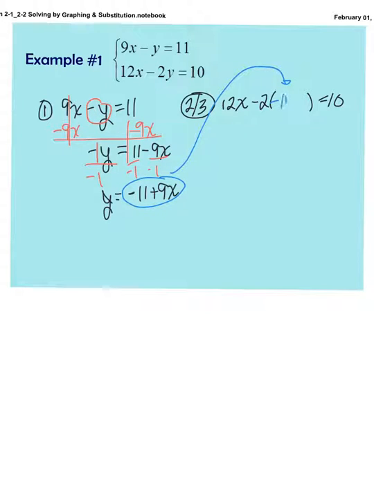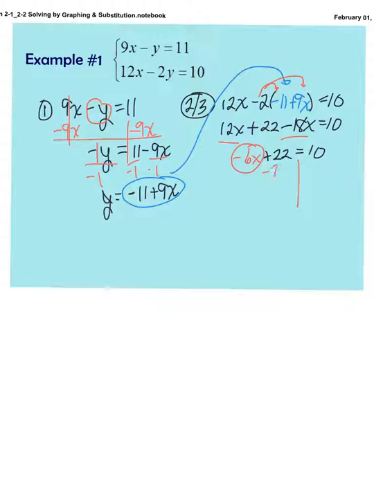So I get negative 11 plus 9x. Use your math and solve. I'm going to distribute a negative 2 into the parentheses. So I get 12x. Negative 2 times negative 11 is a positive 22. Negative 2 times 9 is a negative 18x equals 10. Collect your like terms. 12x minus 18x is negative 6x plus 22 equals 10. We are solving for x, so move the 22 by subtracting it.